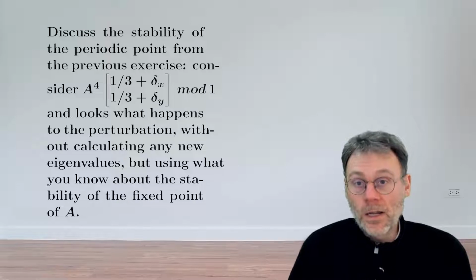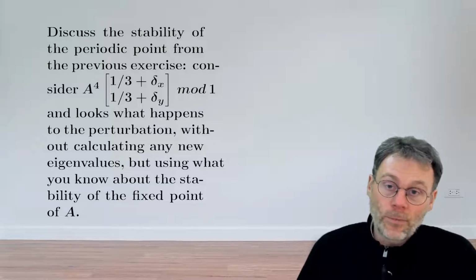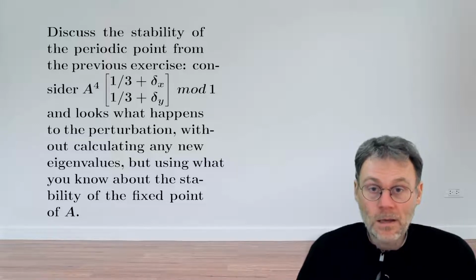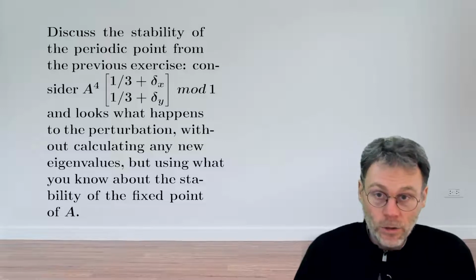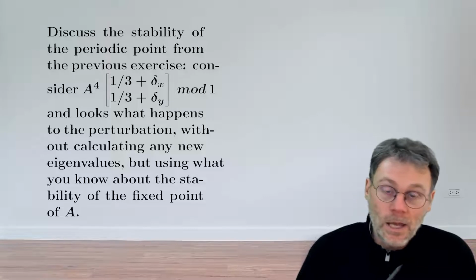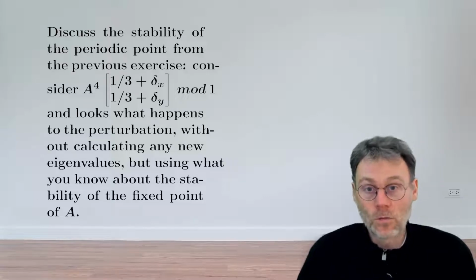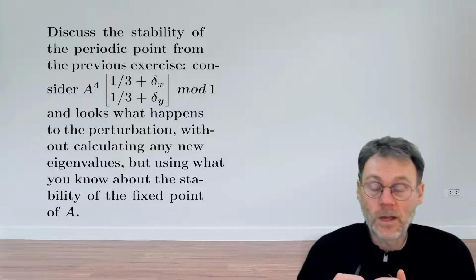So here we have the final part of our trinity of exercises. Just a quick recap. In the first part of the exercise, we looked at the map A, the linear map, and then we showed that the origin there is a saddle point. In the second exercise, we looked at the map A mod 1, so that's a nonlinear map, and then we figured out that the point 1/3, 1/3 was actually a period 4 point of that map.